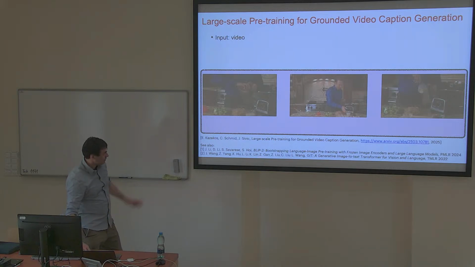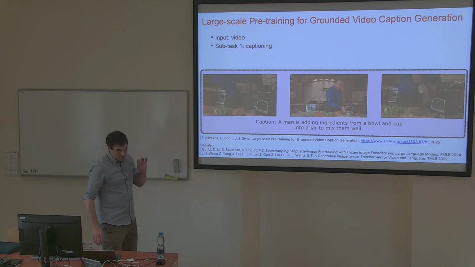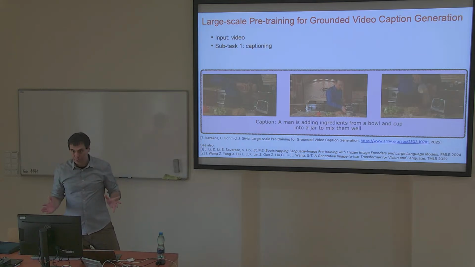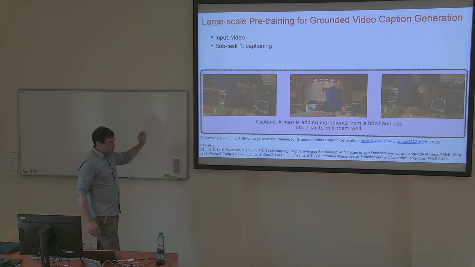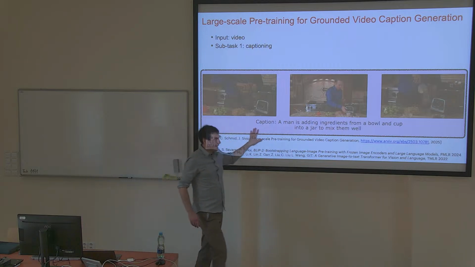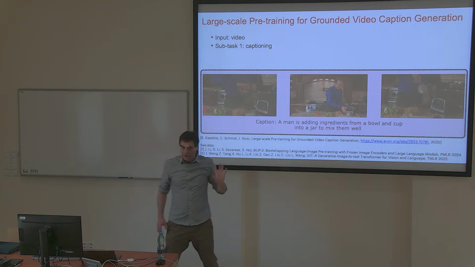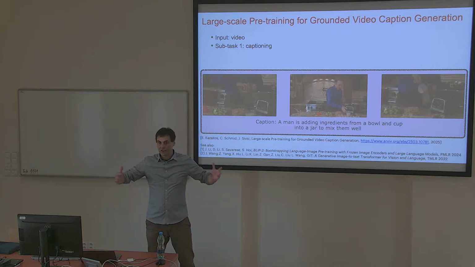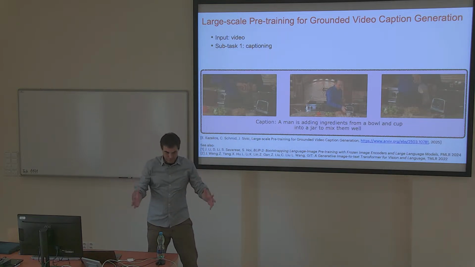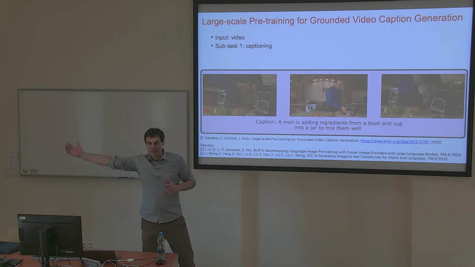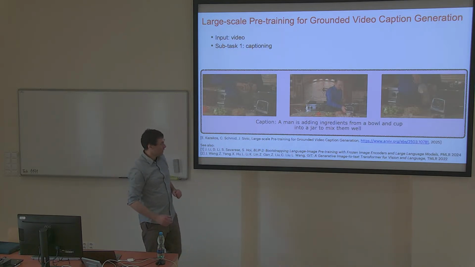So the problem is: this is an instructional video, someone is showing how to do something, and the input is just the video for the method. The first task we want to do is output a caption describing what's happening in the video. These videos are relatively short, about 10 seconds. So these are single actions, not a 10-minute task, but a small action in a 10-second video.